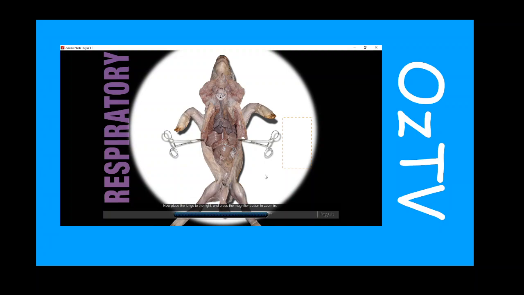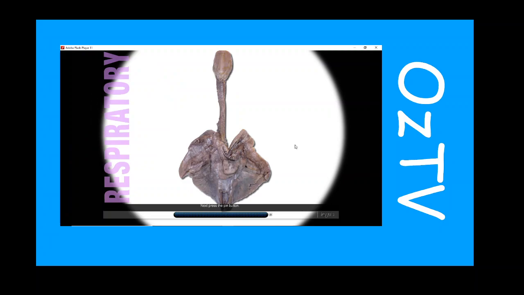Now place the lungs to the right, and press the magnifier button to zoom in. Next press the pin button. Pin the larynx and trachea, and then press the scalpel button. Slice the larynx and trachea by pulling the scalpel downwards. Lift the ventral half. Locate the true vocal cords and press on one of them. Good job. The airway that leads from here directly to the lungs is called the trachea. Press on one of the cut rings of cartilage that help the trachea maintain its shape.